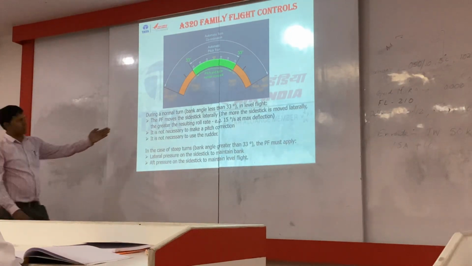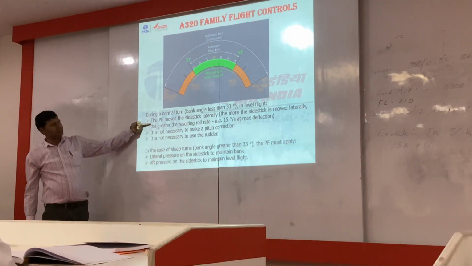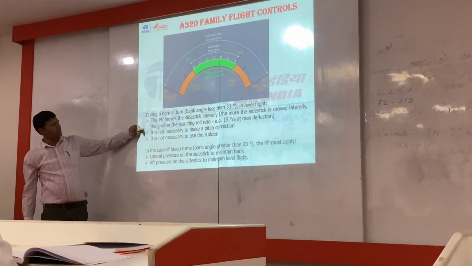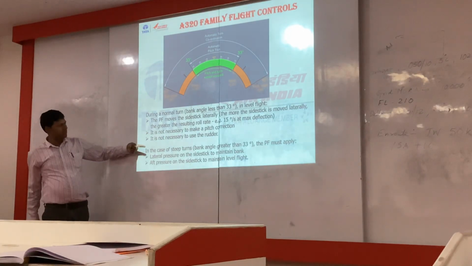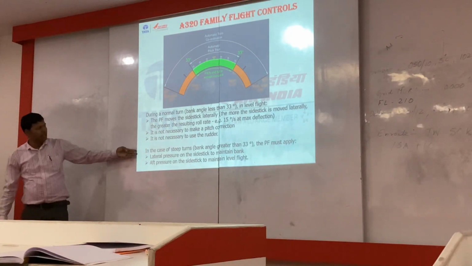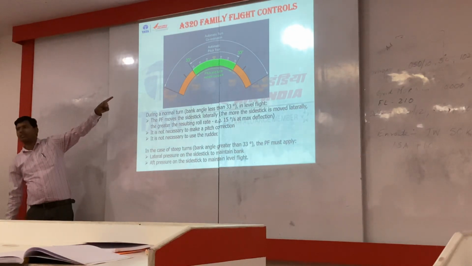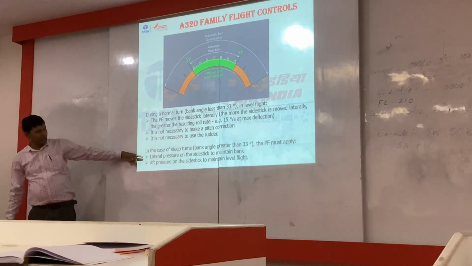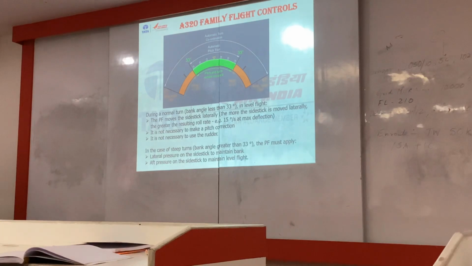So during a normal turn, bank angle less than 33 in level flight, the PF moves the side stick laterally. The more the side stick moves laterally, the greater the resulting roll rate. It is not necessary to make a pitch correction because pitch trim is automatic. It is not necessary to use the rudder. In case of steep turns of more than 33, automatic pitch trim is not there. Lateral pressure on the side stick is needed to maintain the bank. Now we have to hold it over there because automatic trimming is not there. Back pressure on the side stick to maintain the level.